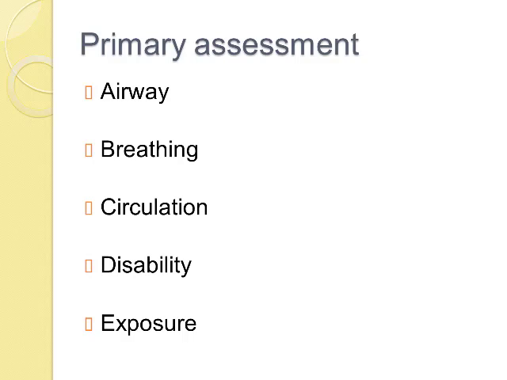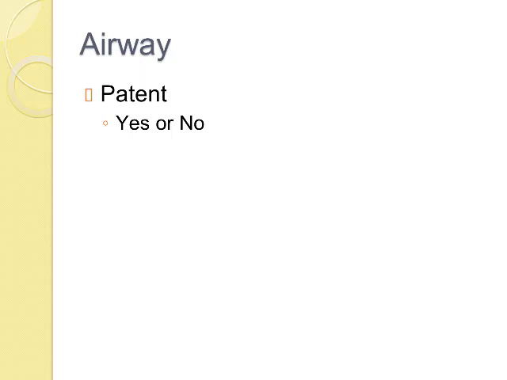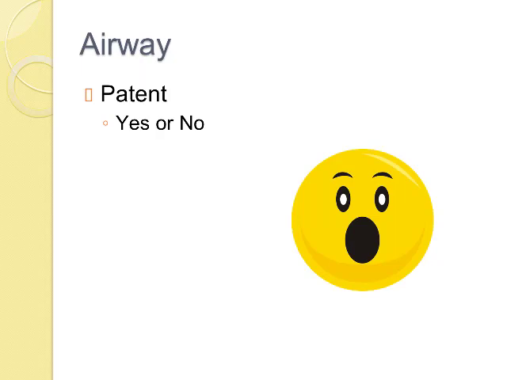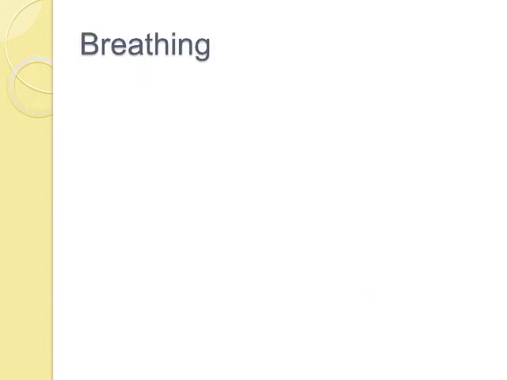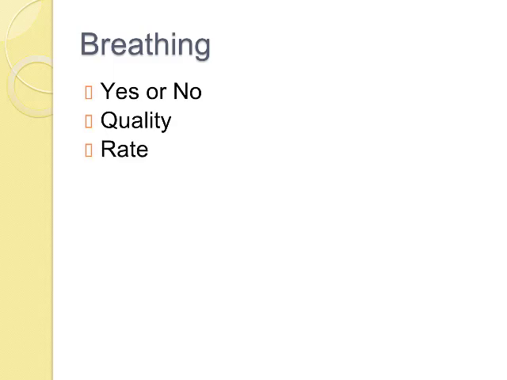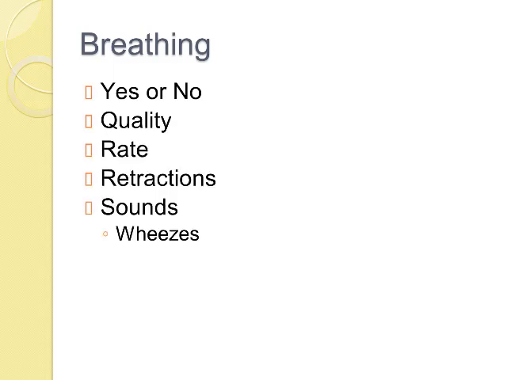After that initial assessment of appearance, work of breathing, and color, we move on to ABCDE: airway, breathing, circulation, disability, and exposure. First is airway. Yes or no, do they have an open patent airway? Then breathing, yes or no: quality, rate, retractions, sounds like wheezing, stridor, or even crackles. A fairly easy thing to do in a very short amount of time is an SpO2.